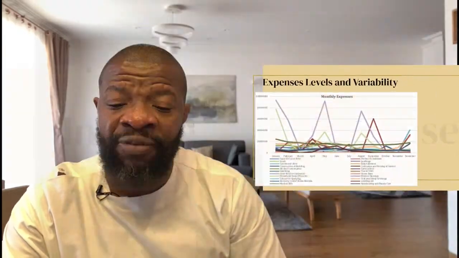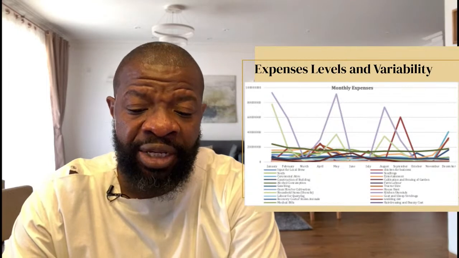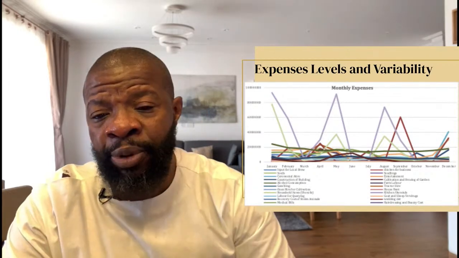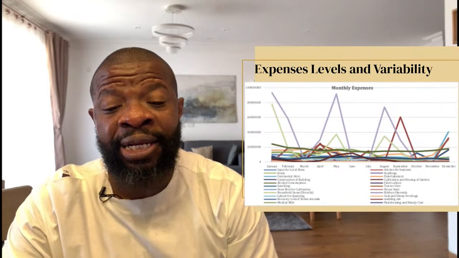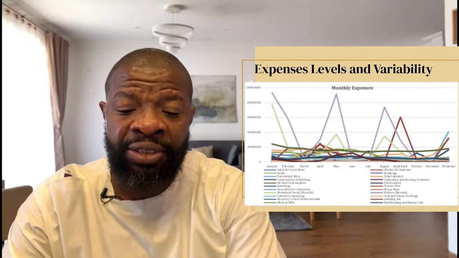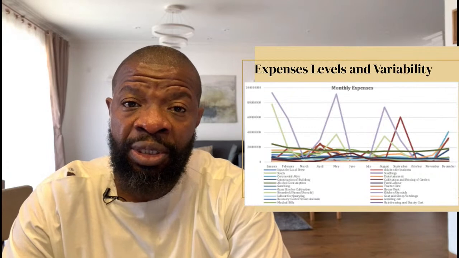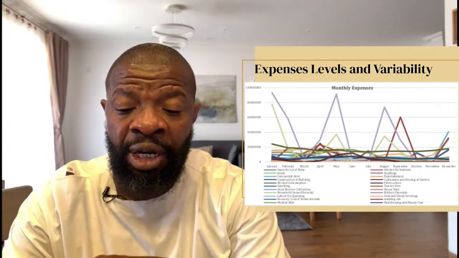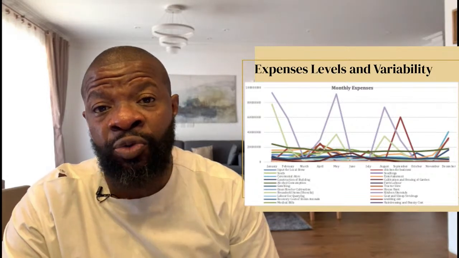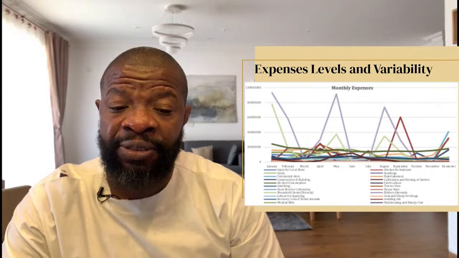The next thing to have a look at is the expenses. As you can see here, the expenses are bunched at the bottom of the chart, and you have these 3 spikes in expenses, and these are school fees and school related expenses.